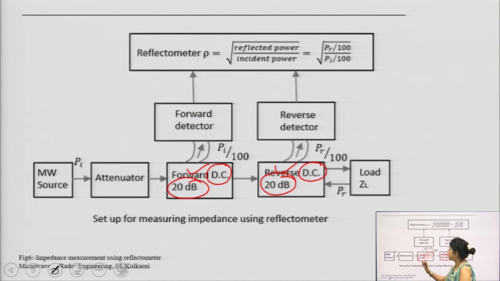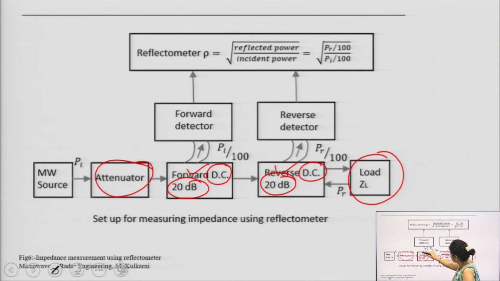The setup should be like this: microwave source, attenuator. I think all of you should know the purpose of an attenuator. We just lower down the signal level. Then a forward directional coupler, a reverse directional coupler, and a load.